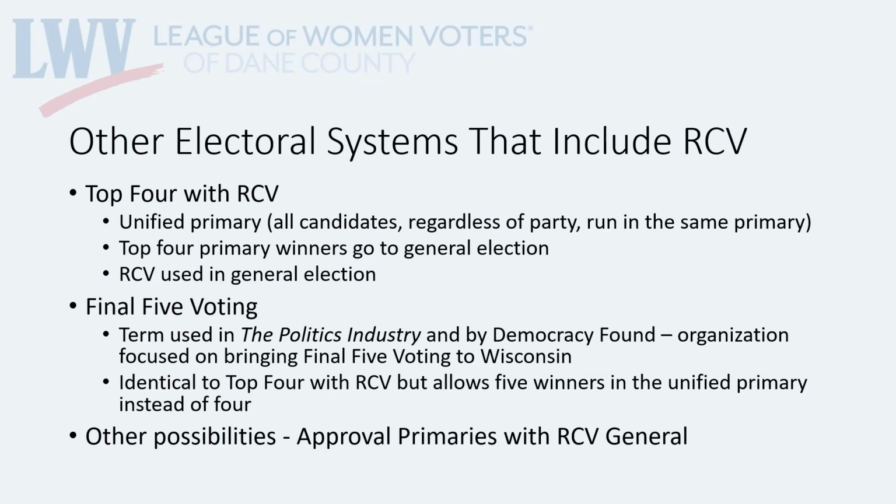Final 5 voting is a term used to refer to a system identical to top 4 with ranked choice voting, except that it allows 5 candidates to move forward to the general election. One could imagine other combination systems as well, such as a system that might use approval voting in the primaries, leading to a ranked choice general election.